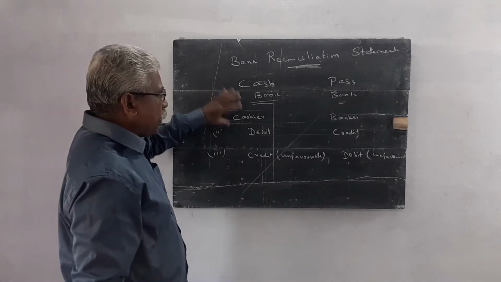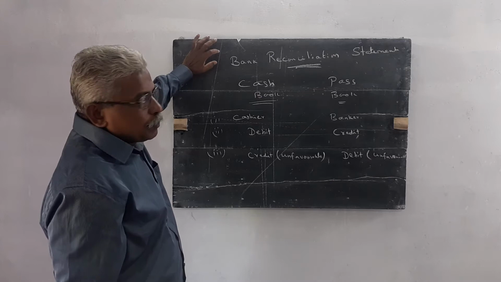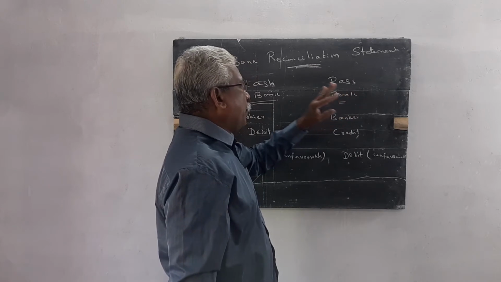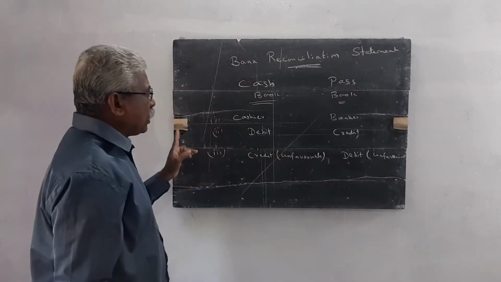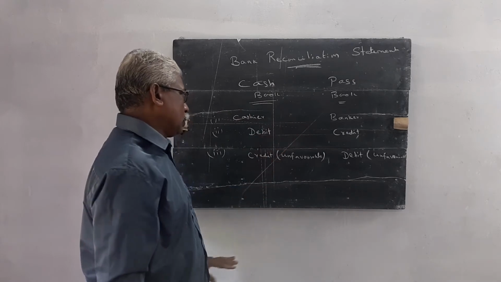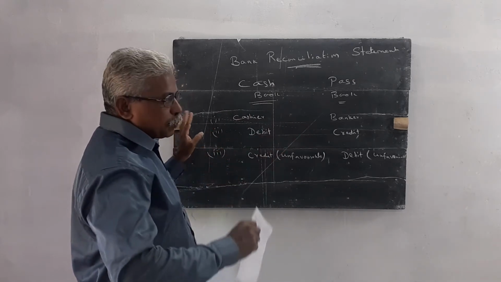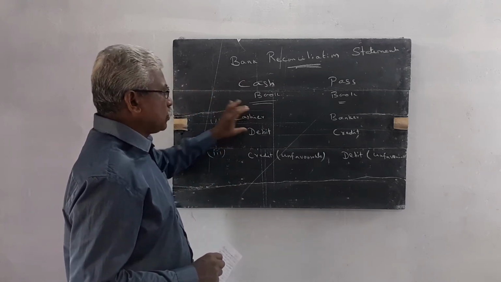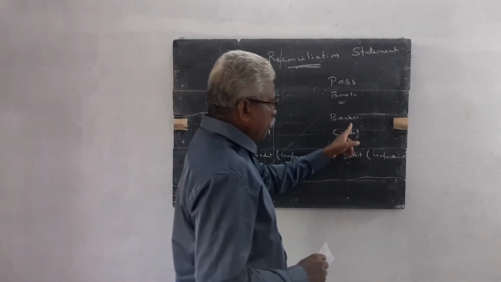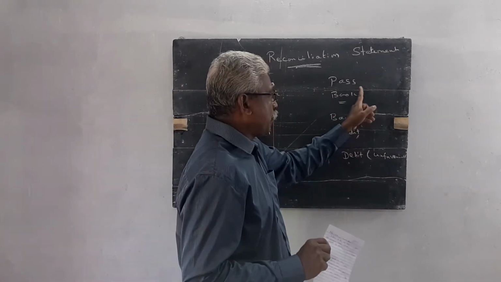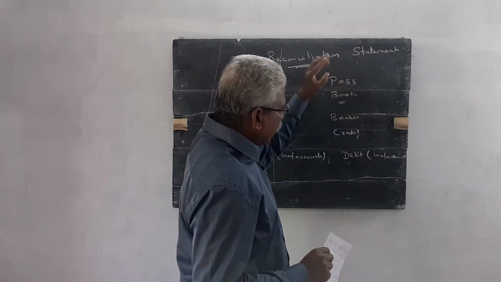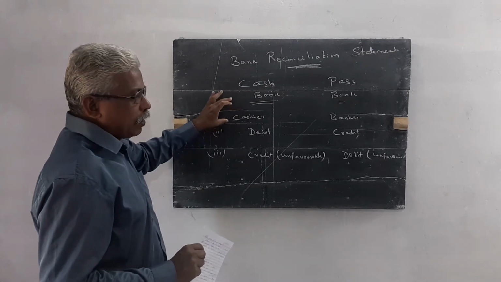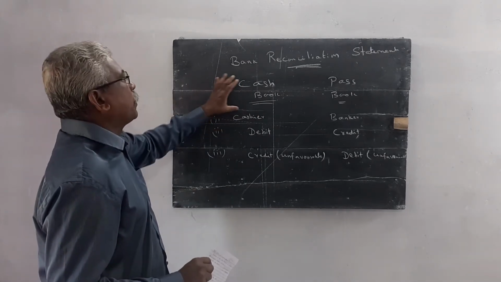Once again I explain what I told. Bank reconciliation statement is a statement. It is not an account. It is a statement prepared for the purpose of finding out the difference between the cash book and the passbook. The cash book is prepared by us, or our cashier or our staff is maintaining the cash book. But the passbook is prepared by the banker. We never write any entry in the passbook. All the entries are entered by the banker. But all the entries in the cash book are prepared by our staff or ourselves.